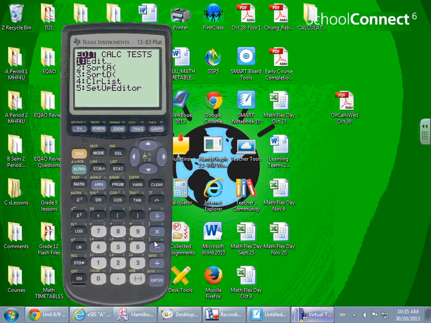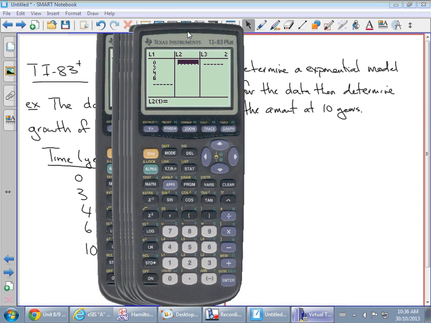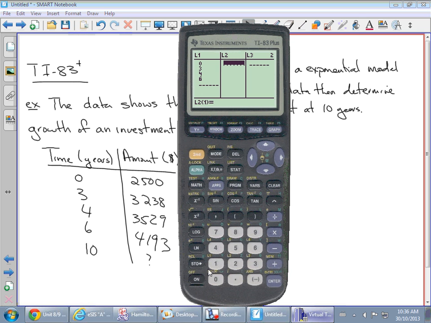First stat, and then edit, and then enter your data. So your data was 0, 3, 4, and 6. Do not enter any data that you don't have information for. So we don't have information for the 10th year, so we're not going to enter it. Then the amount of money is 2,500. Enter 32, 38. Enter 35, 29. Enter, and then 41. So now I have my data in the graphing calculator.